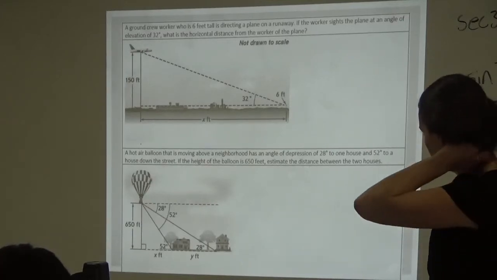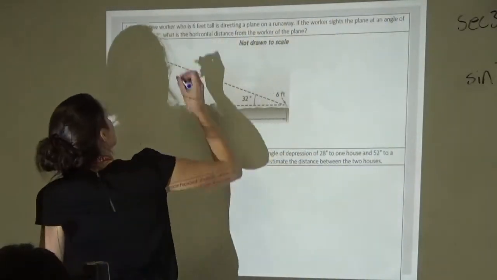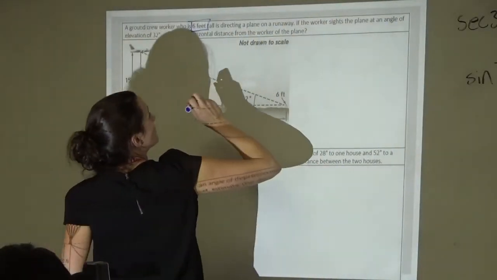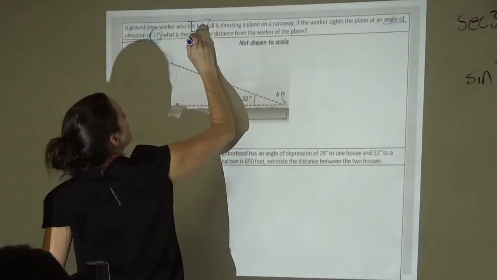Go for it, Sandy. A ground crew worker who is 6 feet tall is directing the plane on the runway. So the worker sights the plane at an angle of elevation of 32 degrees. What is the horizontal distance from the worker?